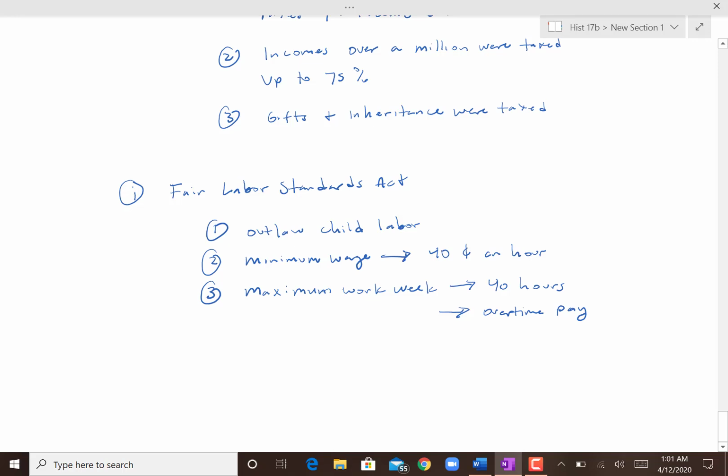And then just creating a federal standard for regulating wages and hours, and setting up that they have the ability to do so, which is important, because it's been proven that businesses would take advantage of this if they could.